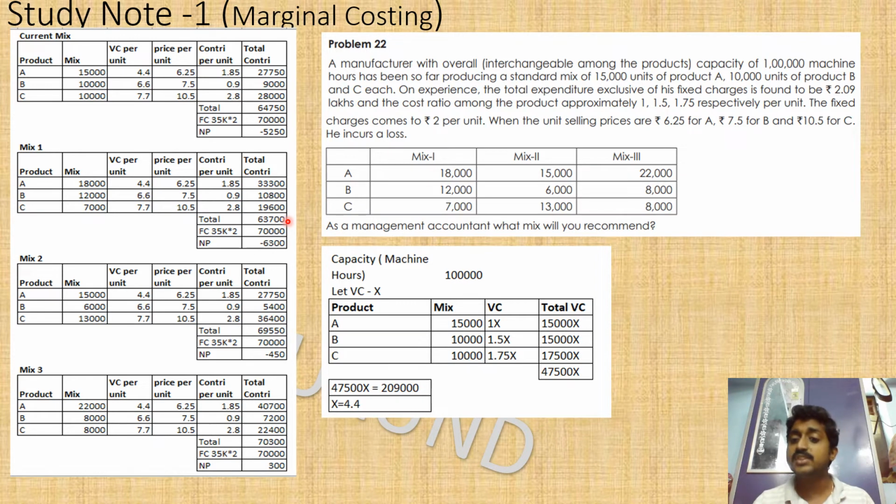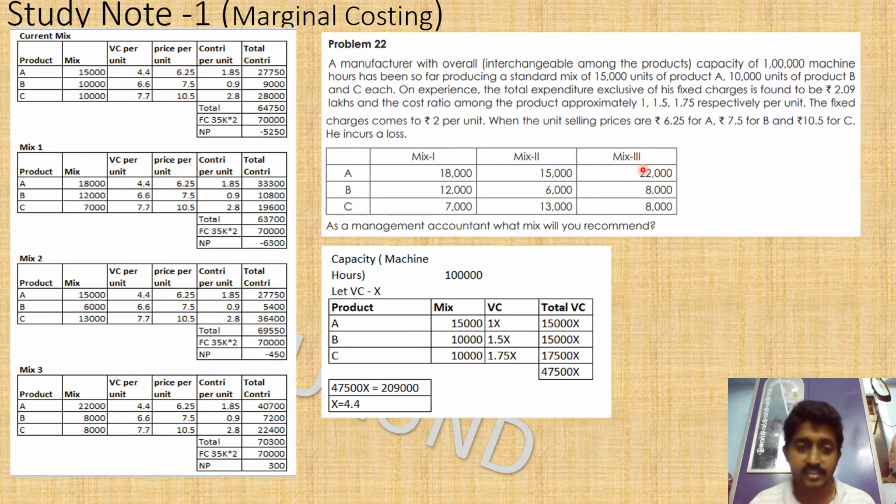So 63,700 is the contribution minus fixed cost. In mix 1 also I am making a loss of 6,300 rupees. Now let's take mix number 2. I hope you can do the calculation now. Variable cost will not change, price will not change, contribution per unit also will not change, but contribution is multiplied by the mix quantity. The mix quantity is 15,000, 6,000 and 13,000. And now we are making a total contribution of 69,550, and fixed cost is 70,000. So we are ending up making a very minute loss of 450 rupees. Still, a loss is a loss.